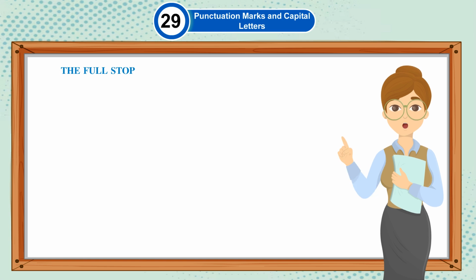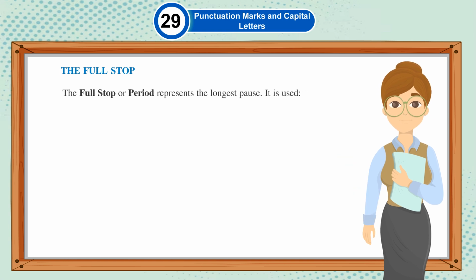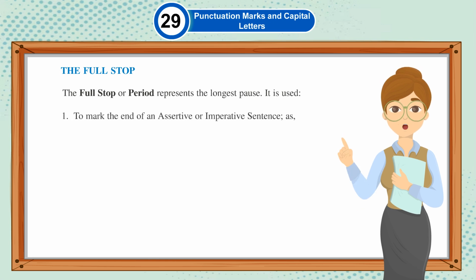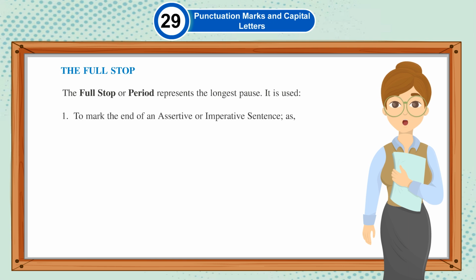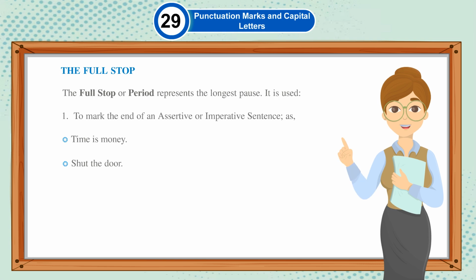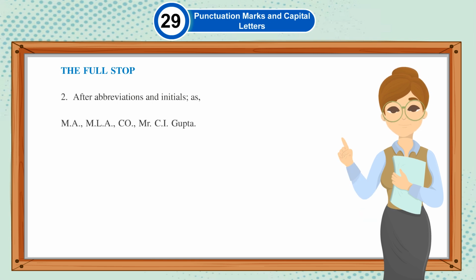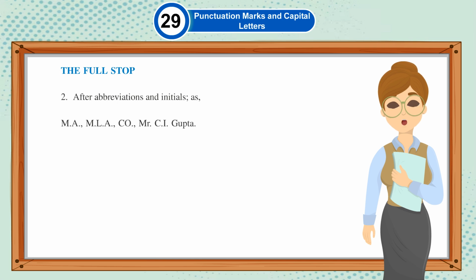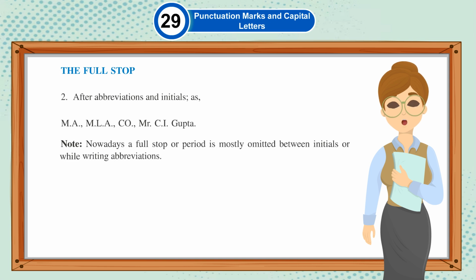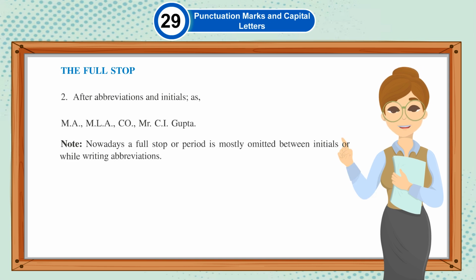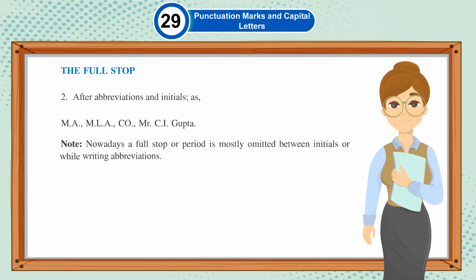The full stop. The full stop or period represents the longest pause. It is used to mark the end of an assertive or imperative sentence, as: Time is money. Shut the door. After abbreviations and initials, as: M.A., M.L.A., C.O., Mr., C.I. Gupta. Note: nowadays a full stop or period is mostly omitted between initials or while writing abbreviations.